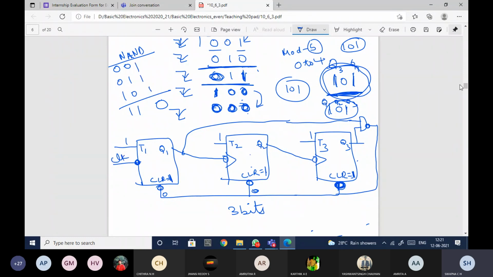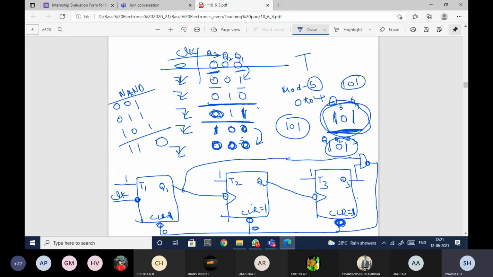So if you take all the cases, all the inputs, Q3, Q1, both are 0, 0. So for 0, 0, the output of this NAND gate will be 1. For 0, 1, the output of this NAND gate will still be 1. For 1, 0, the output will still be 1 only. And for 0, 1, the output will still be 1 only.